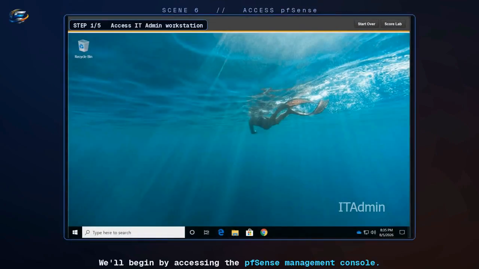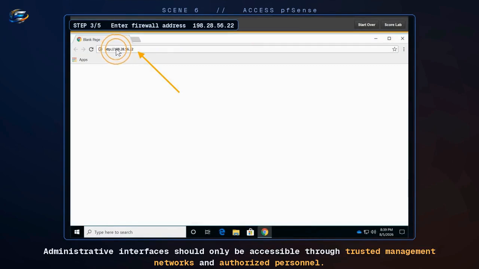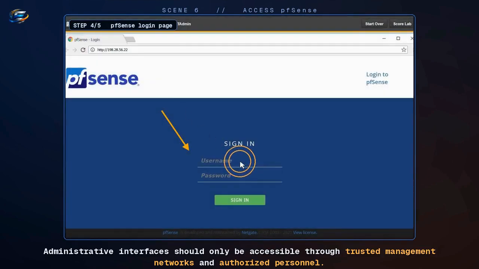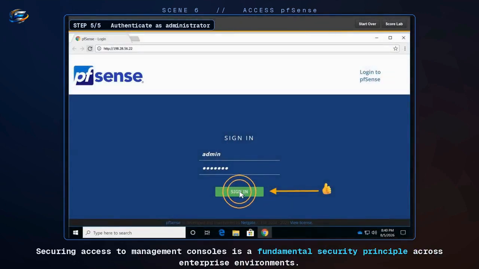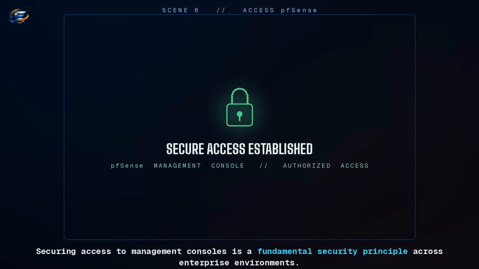We'll begin by accessing the pfSense Management Console. Administrative interfaces should only be accessible through trusted management networks and authorized personnel. Securing access to management consoles is a fundamental security principle across enterprise environments.